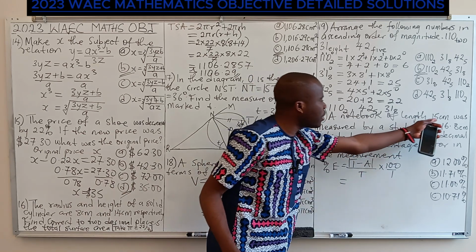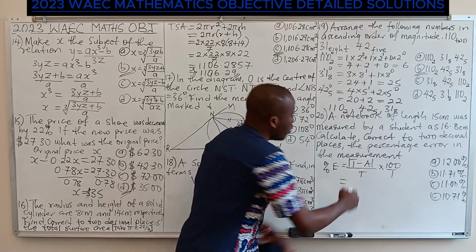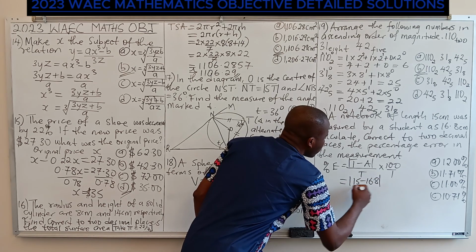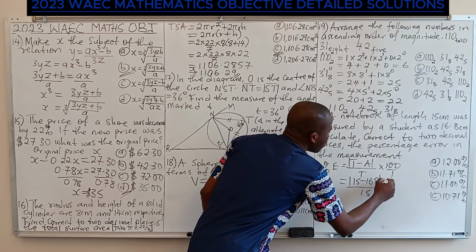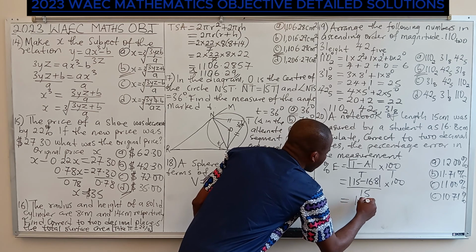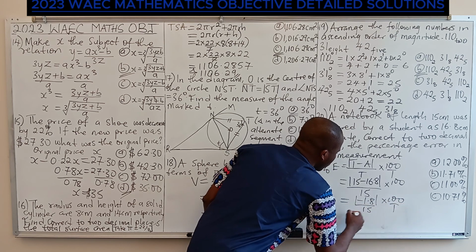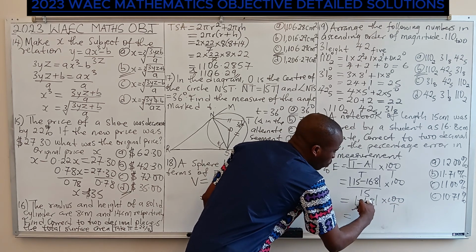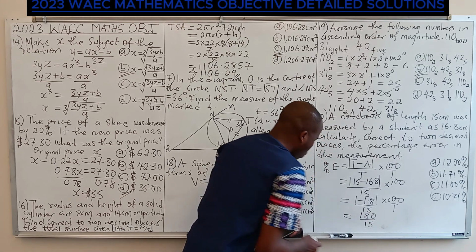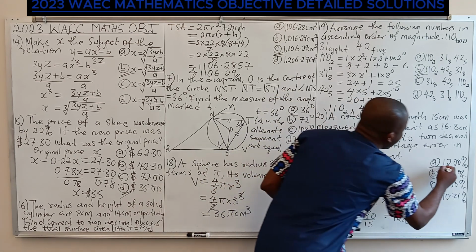So the true value is 15 and the approximated value is 16.8. To avoid a minus, okay, this is 15 minus 16.8 over the true value, which is 15, times 100. And if you subtract this, you have minus 1.8 over 15 times 100. And the absolute value of this is 1.8. 1.8 times 100 is 180 over 15. And 180 over 15 is 12, which is 12%, which is A.